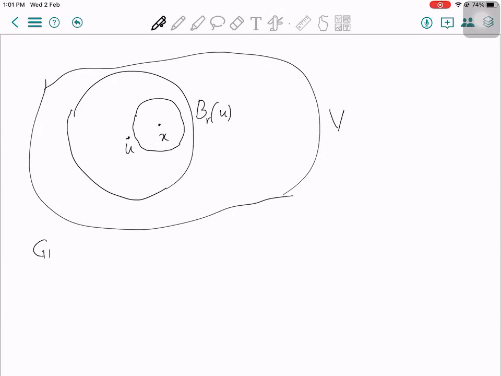So given X inside B(R, U) inside V, I want some radius delta. So let's write down that this radius is delta.